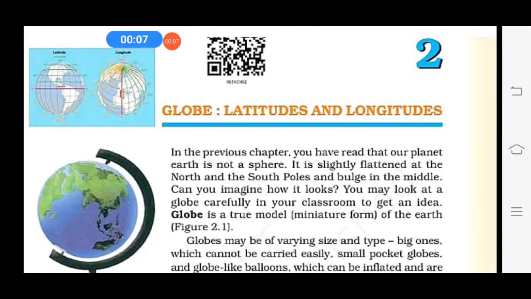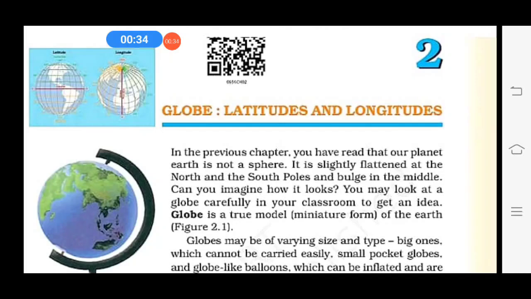Today also we will continue our revision work. Today we will do Geography chapter 2, Globe, Latitudes and Longitudes. Dear students, in the previous chapter we have learned that Earth is not a sphere. It is slightly flattened at the north and south pole and a little bit bulge in the middle.